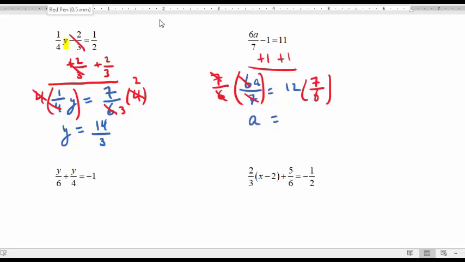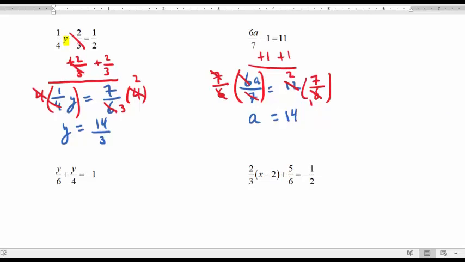And then on the right, I can do my cross canceling. 6 goes into itself once and 12 twice. And then I have a equals 2 times 7, which is 14. So a is 14. So those are your two-step equations.